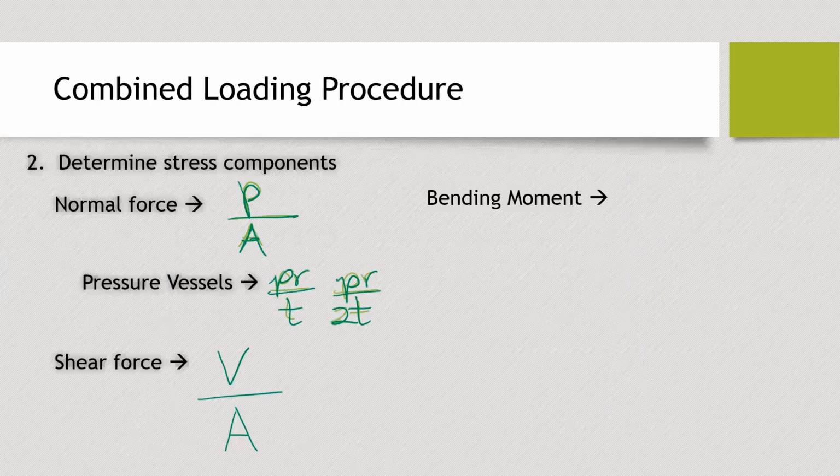We haven't gotten to bending moment yet, but just a little glimpse into the future. When you bend something, it creates a distribution of normal stress that looks like this. So you have tension on one portion and compression on the other portion, and it varies linearly.